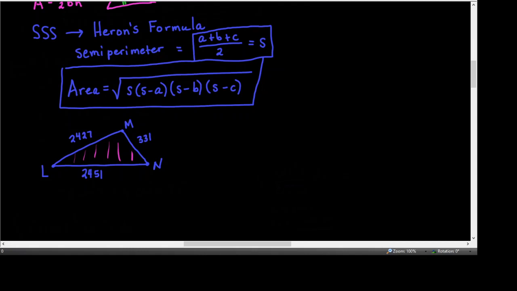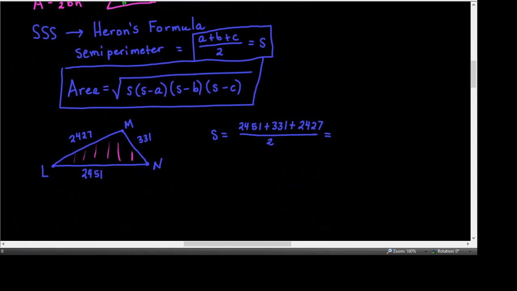Okay, since this is side, side, side, I'm going to find the semi-perimeter first. So 2,451 plus 331 plus 2,427 is the perimeter, and divide by 2 to get the semi-perimeter.